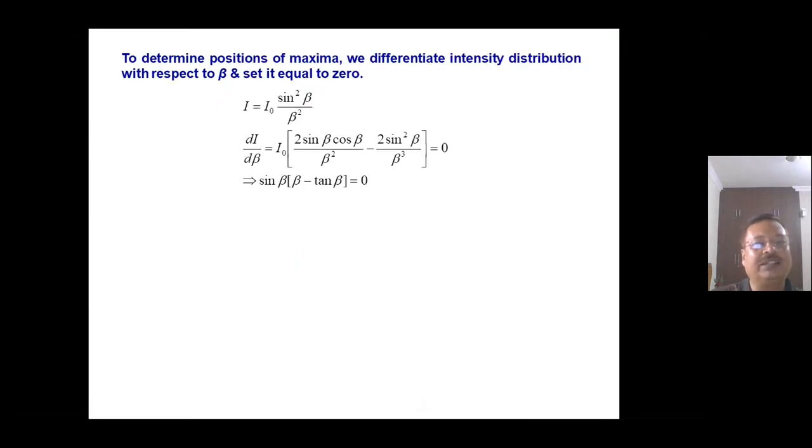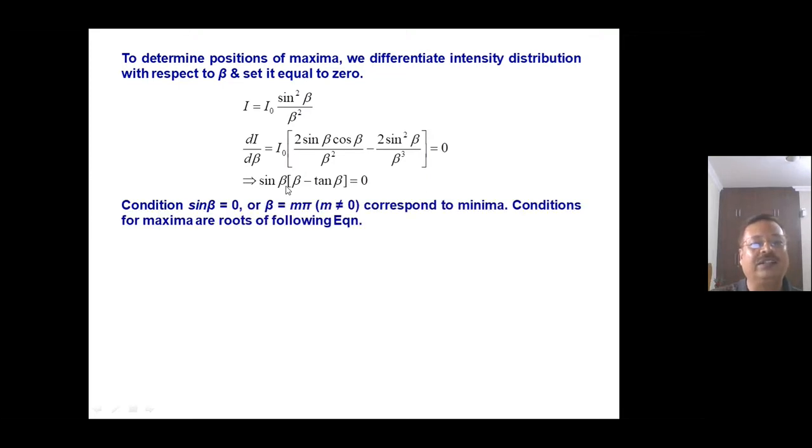For calculating the maxima, we differentiate this term, I equal to I naught sine square beta by beta square, with respect to beta and equate it to 0. So we get this kind of equation: sine beta into beta minus tan beta is equal to 0. So we have two equations. One is sine beta equal to 0, which means beta is equal to m pi.